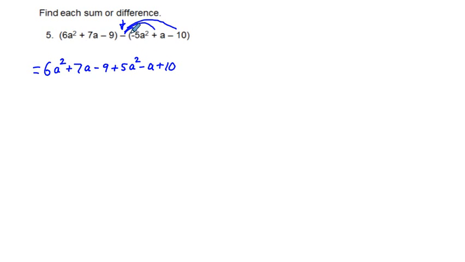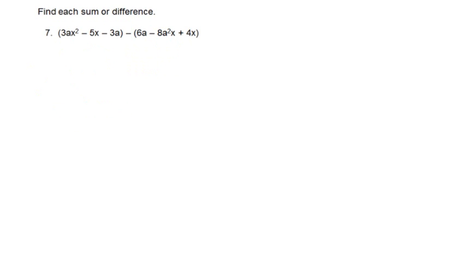So if you look at this second trinomial here in parentheses, what this negative sign does is it switches the signs of everything inside this trinomial right here. Okay, so that's one way to look at it. So combining like terms, we have 6a squared plus 5a squared, which make 11a squared. And then we have 7a minus a, and see I'm checking these as I go to make sure we're accounting for everything here. So 7a minus a is going to be plus 6a. And finally we have negative 9 plus 10, which is going to simplify to be plus 1. So there we have our answer for problem number 5.